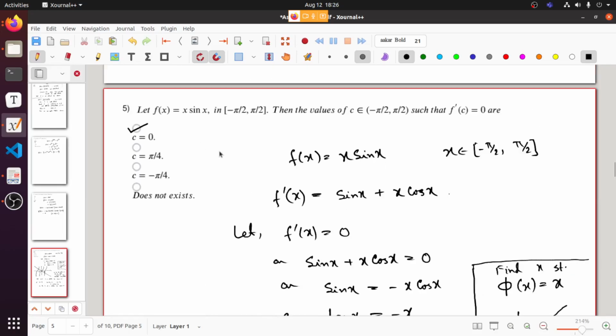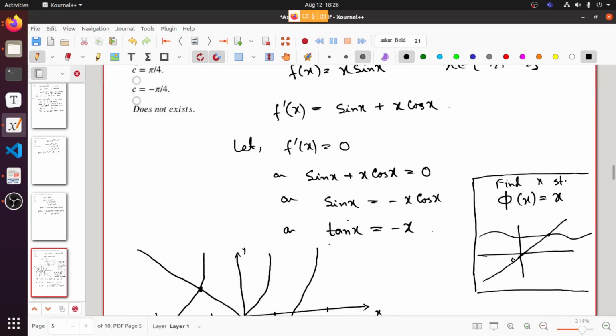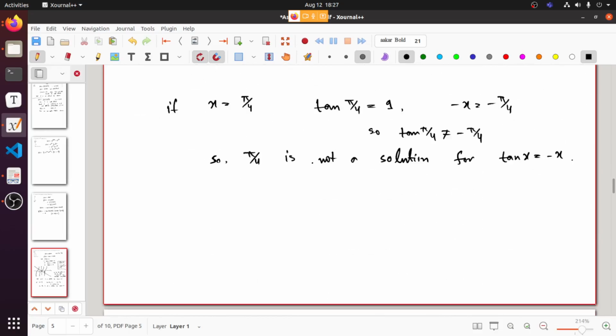So which option is correct? C equals 0. At the point C, f dash C will be 0, because we have found that at the point C, this will satisfy, meaning the solution means both sides will be satisfied. So f dash x will be 0. f dash 0 will get 0, right? So C equals 0 is the correct answer.